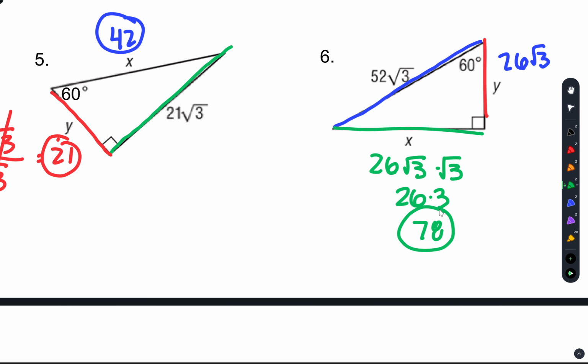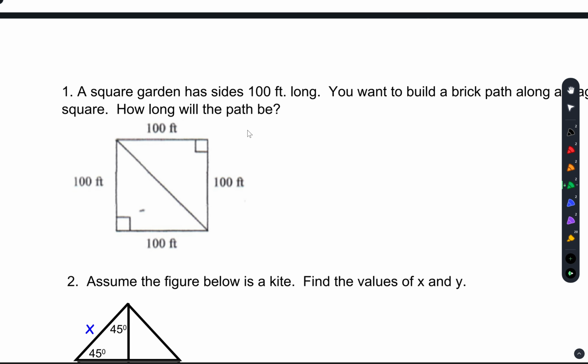We're going to do 2 word problems, which I think are good, worthy word problems, and then we will do a little whiteboard activity. Okay, a square garden has sides 100 feet long. You want to build this brick path right here. We want to know how long will that path be? What kind of triangles do we have in here? Yeah. They are isosceles. They're 45, 45, 90. We know that because these are congruent, so these must also be congruent. They are 45 degrees each.